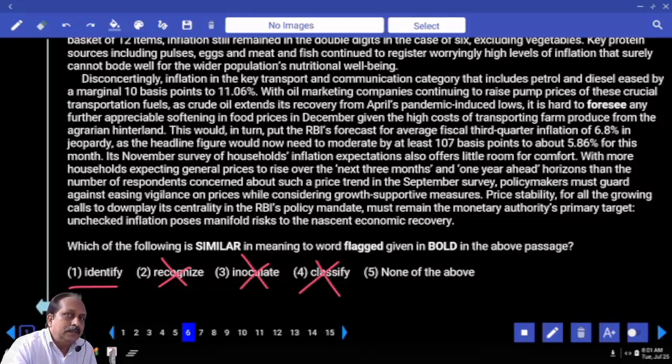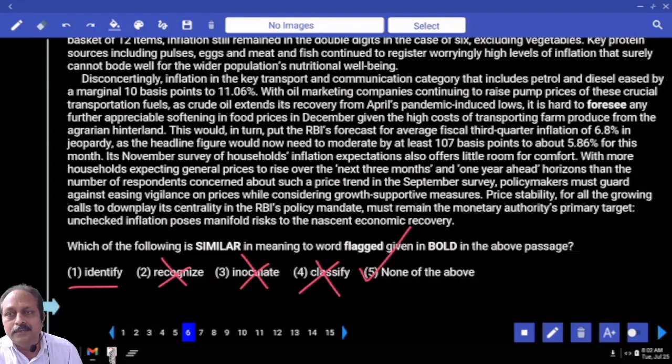What is the reason? Flag, identify is one word. It does not have any connotation. It's a neutral word. Flagging has a different connotation. Flagging connotation: something important, something to be reviewed, something to be considered, something that may become a problem in future. And when you use the word identify, it does not convey any of these shades of the meaning. Based on that, the answer should not be the first one.